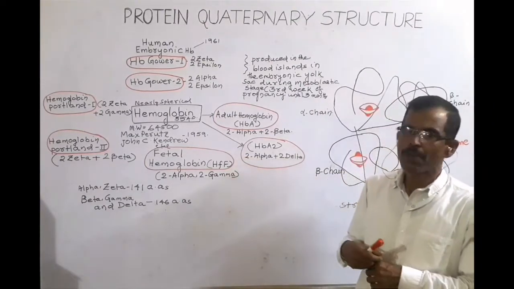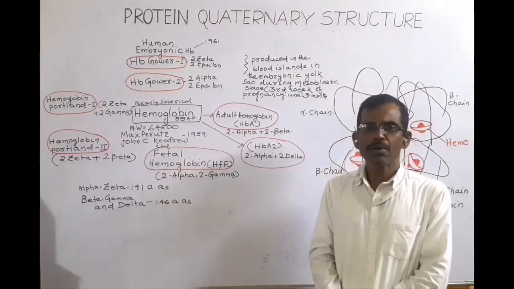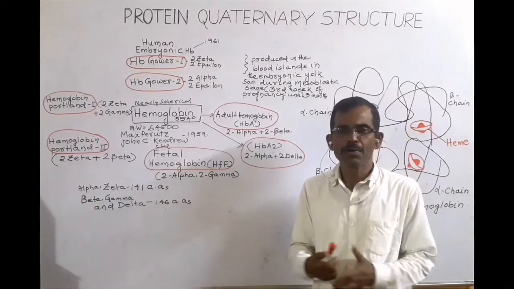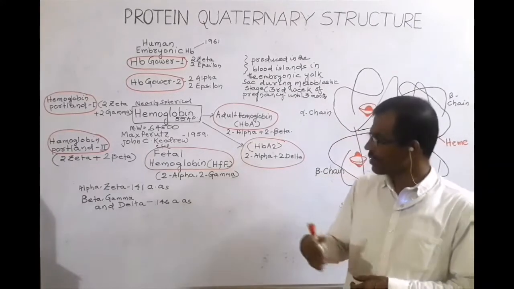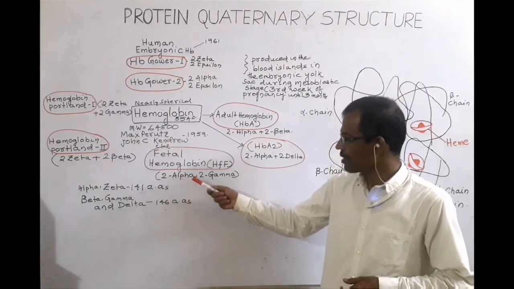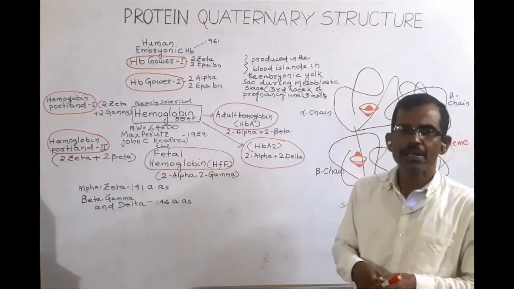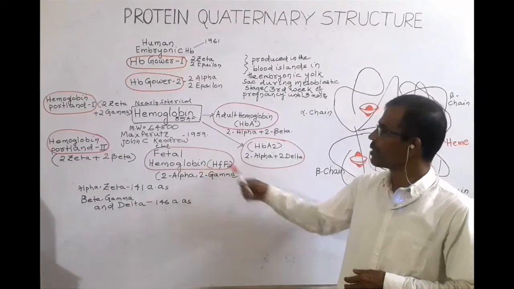Another form of hemoglobin is fetal hemoglobin. Fetal hemoglobin is the principal hemoglobin in the fetal stage, and it consists of 2 alpha chains and 2 gamma chains. It is the principal oxygen carrier in the fetus.